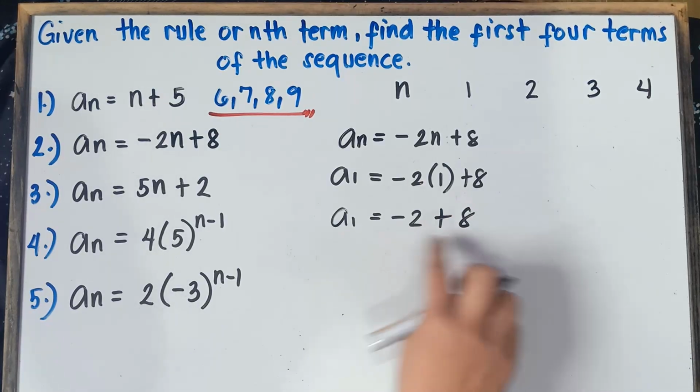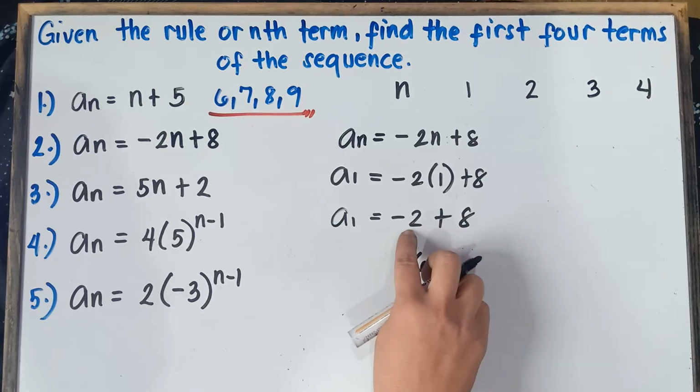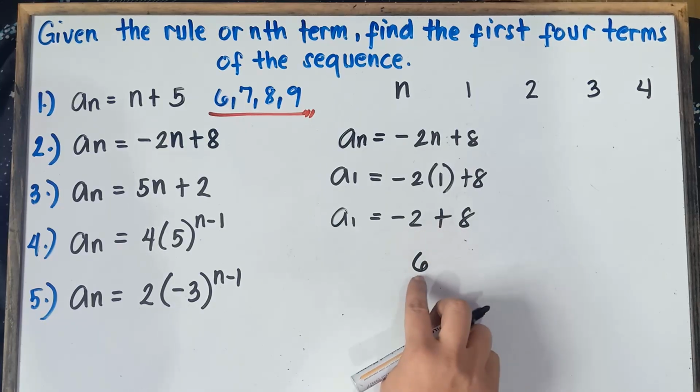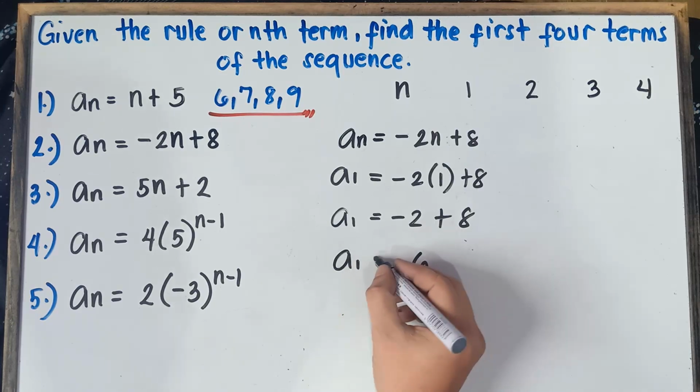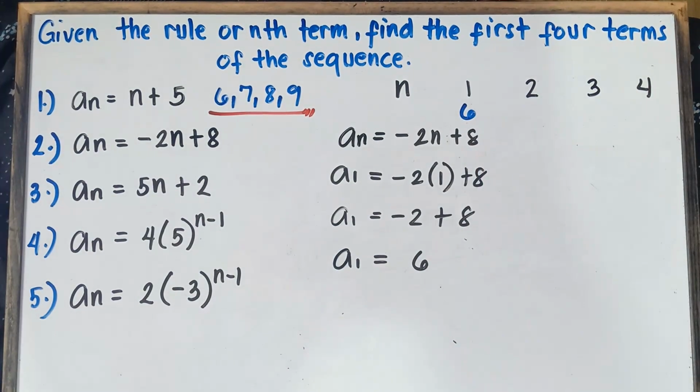Negative 2 plus 8. Unlike sign, subtract. 8 minus 2 is 6. Now 8 is greater than 2. We copy the sign of 8. That would be positive 6. So therefore, our first term, that would be positive 6. That's it, class. First term is positive 6.